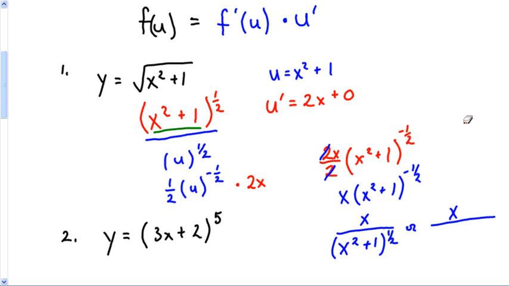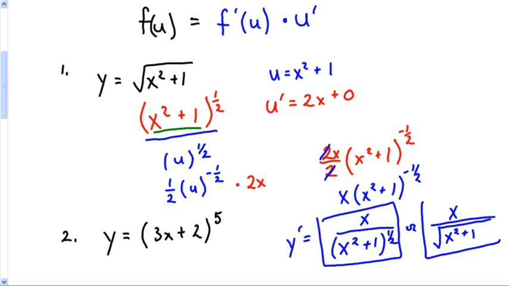I don't care. I'm a physics teacher, so this will work for me over here. But anyway, we could rewrite that as x over the radical of x squared plus 1. So in this problem, we've got y prime is equal to one of these two answers. Wow, I'm writing pretty sloppy right now.